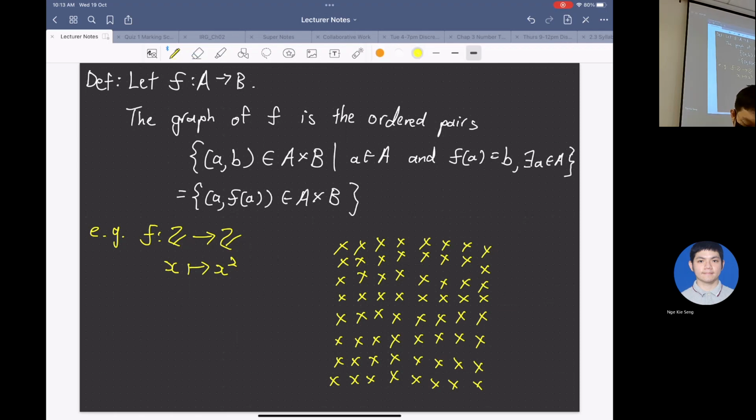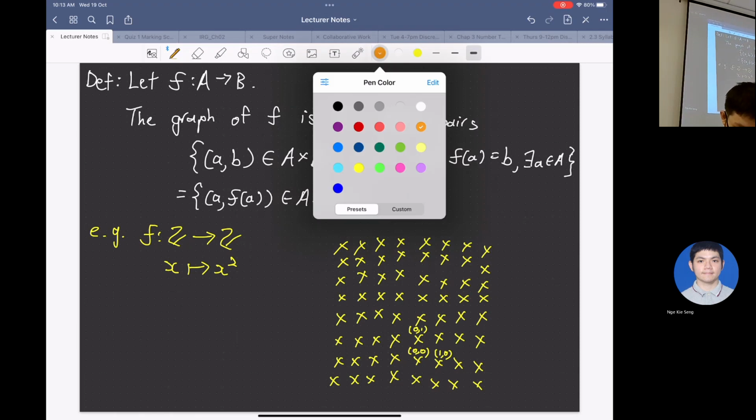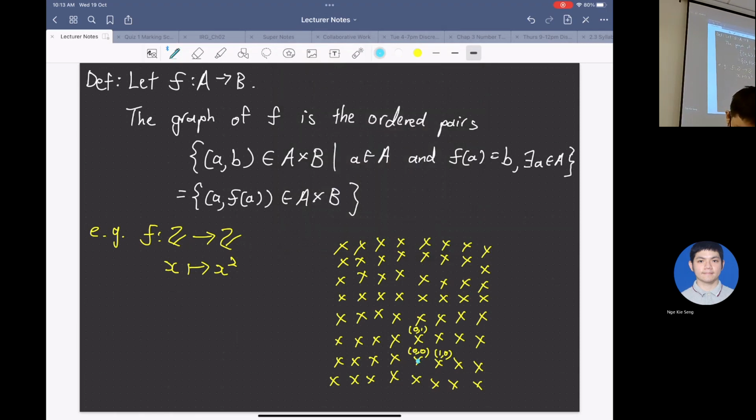Okay, let's start with (0, 0) here. Let's call this (0, 0). And then this one is (1, 0). This one is (0, 1), and then so on. So (0, 0) is a point in our graph, so we label it. And then the next point is (1, 1).